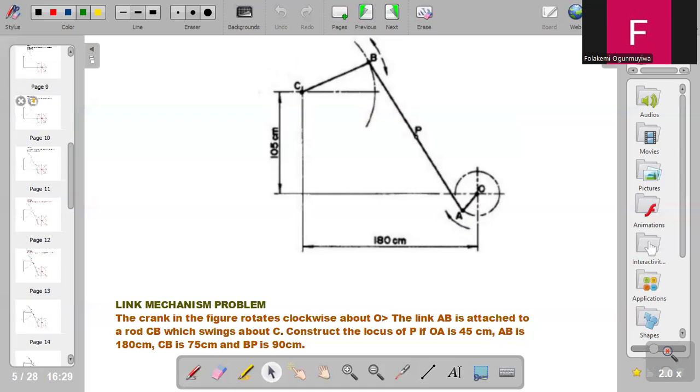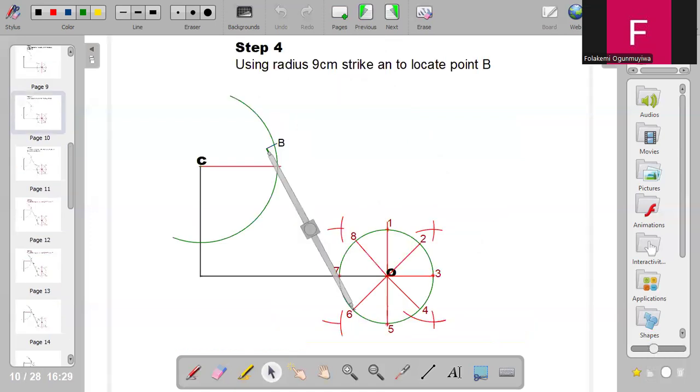So now, after you've divided, just take a radius of 9 centimeters. This is my 9 centimeter. Center at division 6, you strike an arc like this. Center at division 6, you strike an arc this way.